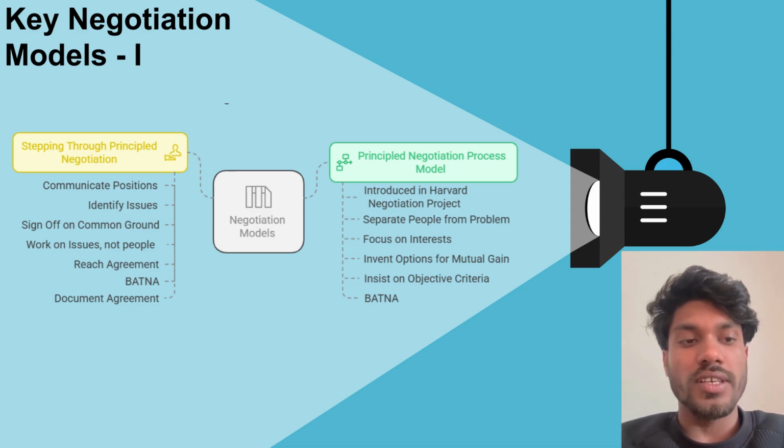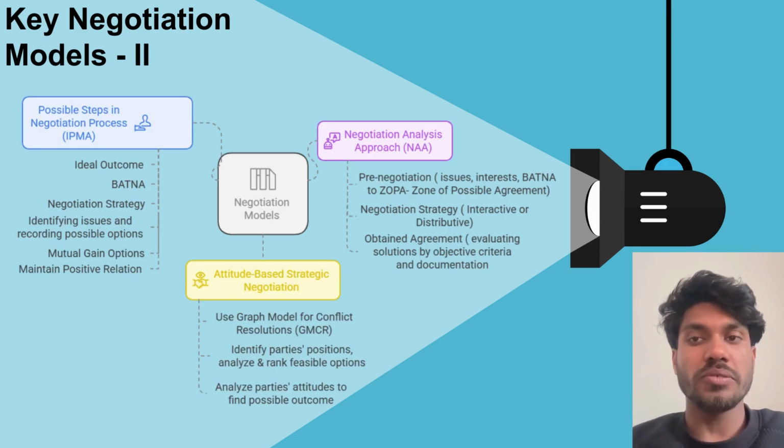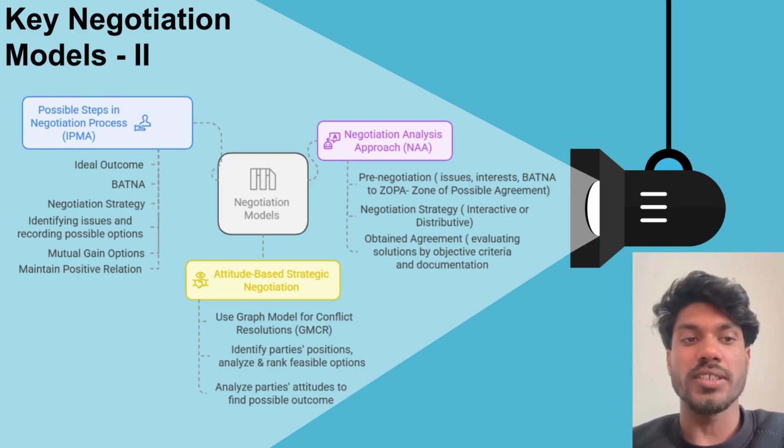Like that, Hartley is also a negotiation model, which builds on this by offering clear steps: state all positions, find a shared interest, work on issues not people, consider BATNA, and document agreements and flexibility. There are possible steps in the negotiation process like setting goals, defining BATNA, choosing strategy, listing options, and keeping good relationships.